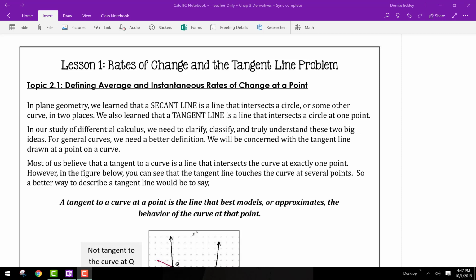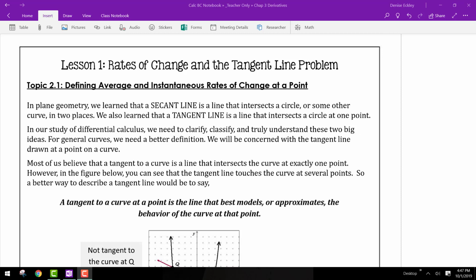This is the first video for Unit 2, Lesson 1, Rates of Change and the Tangent Line Problem. This unit is about differentiation, the definition, and some basic derivative rules. So we're going to circle this around again to where we started in Lesson 1 of Unit 1 with average and instantaneous rates of change and how we connect that to where the derivative comes from.